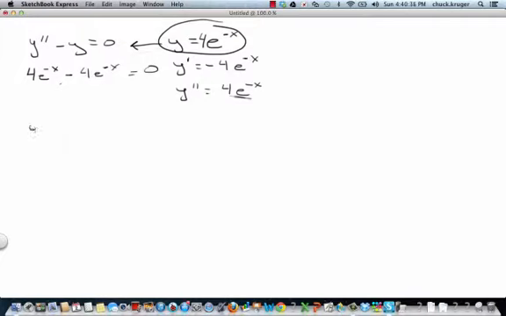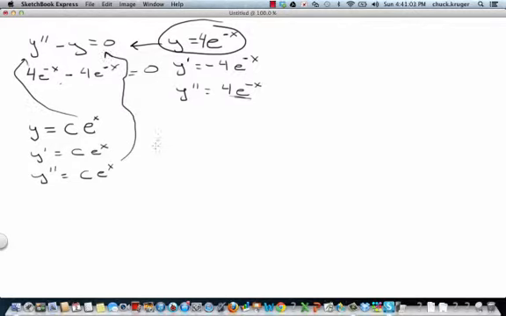In fact, I can go to a general form and say, all right, what if y equals c e to the x? Would that work? Well, the first derivative of c e to the x is c e to the x, and the second derivative is also c e to the x. Now when I plug each of these into this differential equation, I get c e to the x minus c e to the x equals 0. So I've verified that this also is a solution of this differential equation.